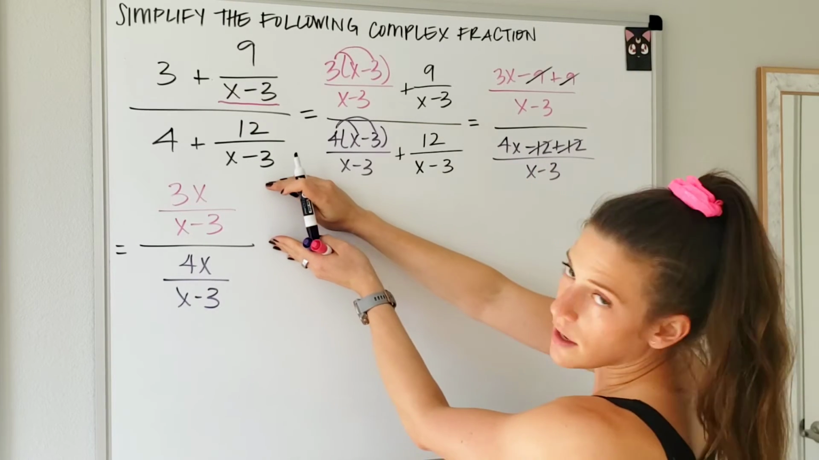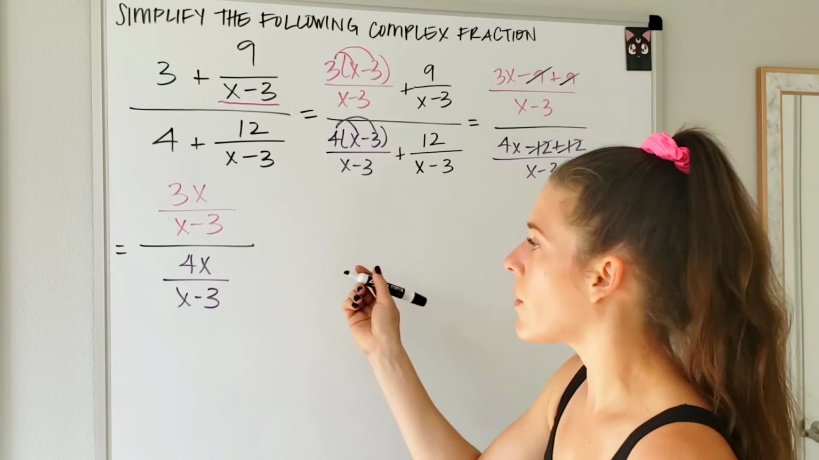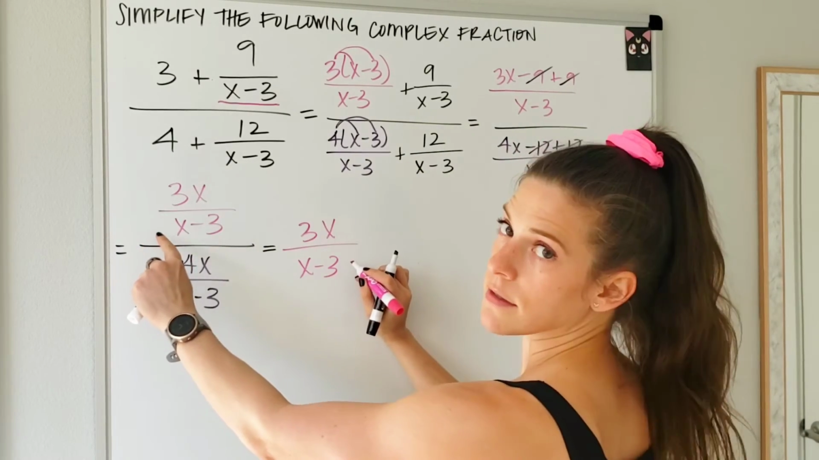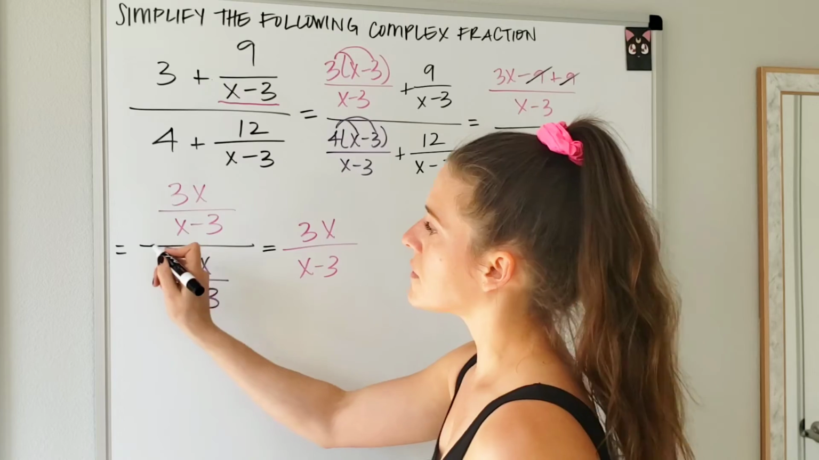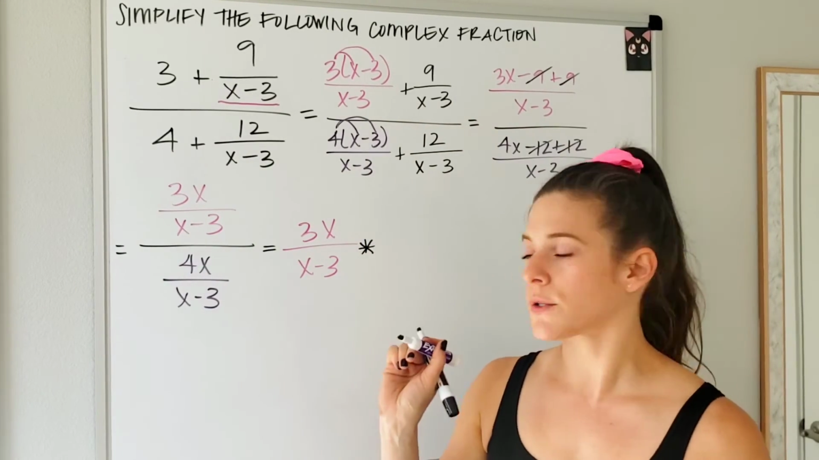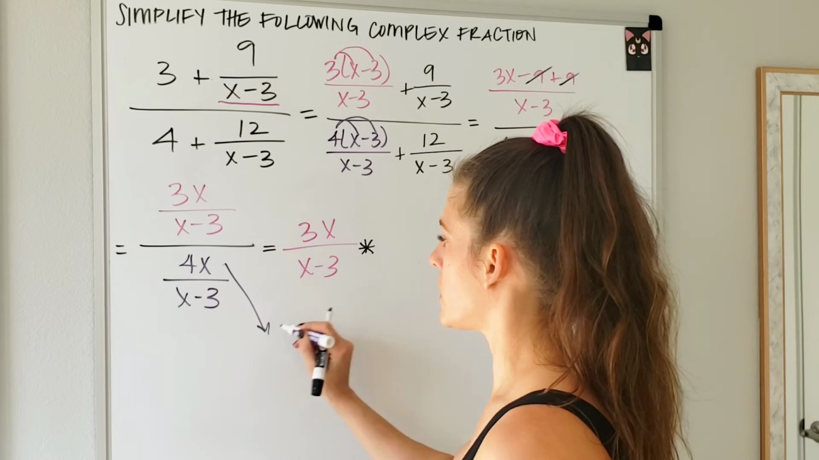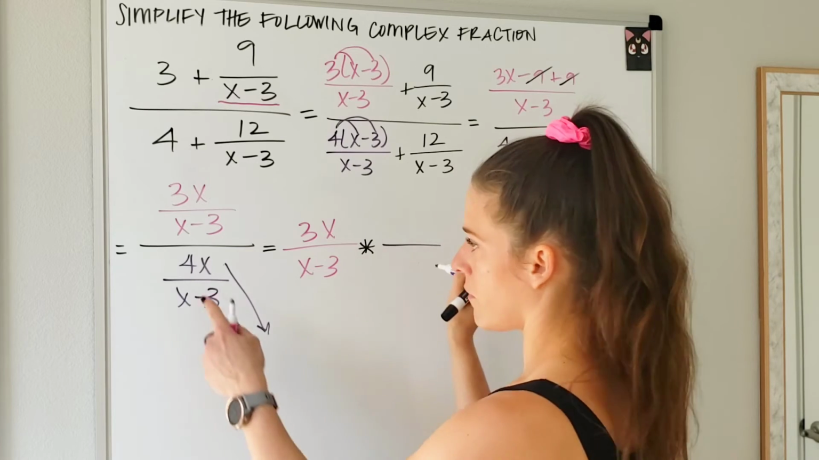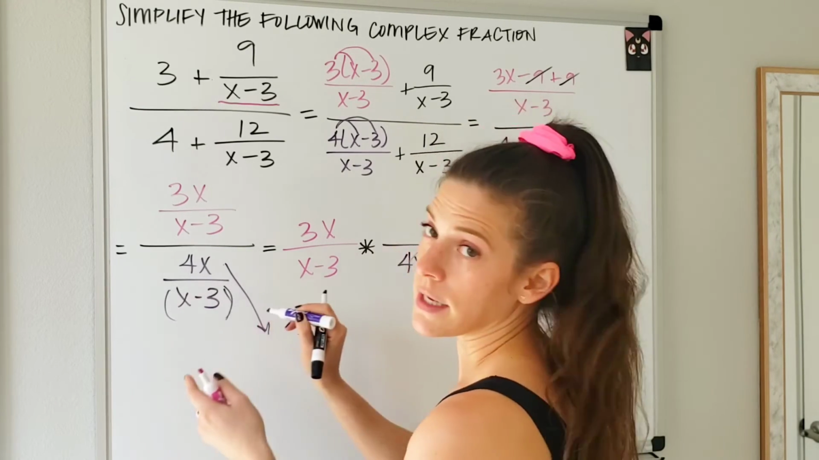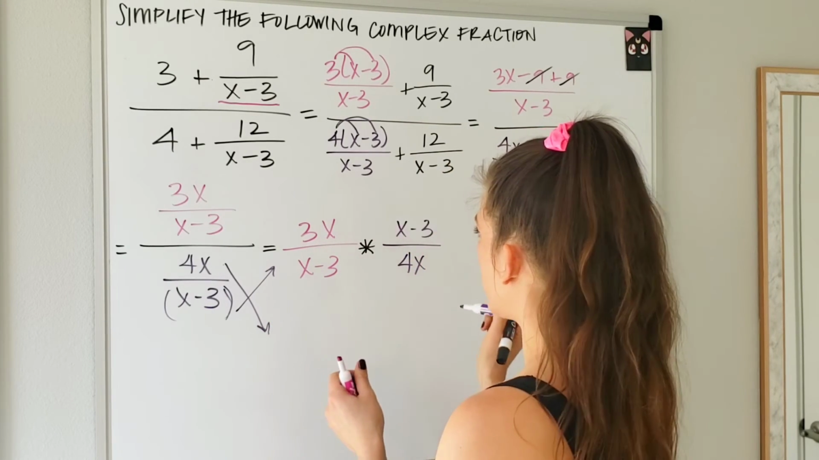When we have a whole fraction divided by a whole fraction, what we can really do is set this equal to the numerator, 3x divided by x minus 3. Instead of dividing, we are going to multiply by the denominator's reciprocal. So that means that whatever is upstairs is going to go downstairs. 4x is now in the denominator. And same thing down here. Whatever is in the denominator is going to go up in the numerator. So x minus 3 up here.